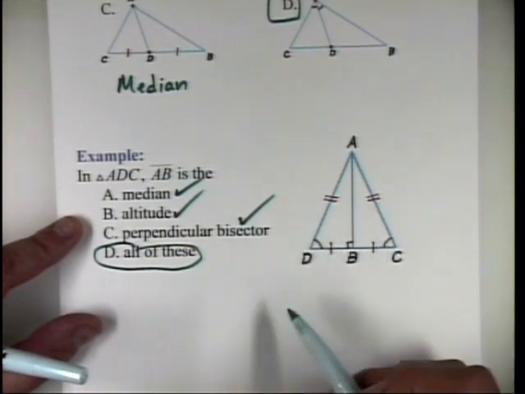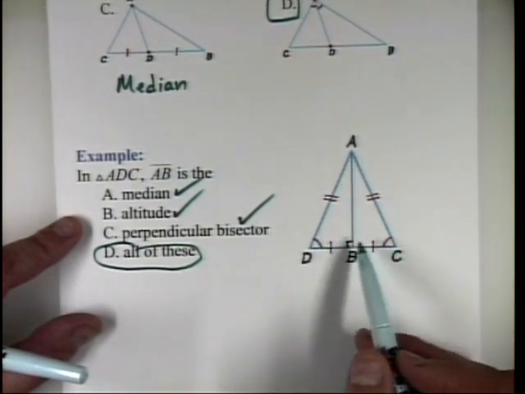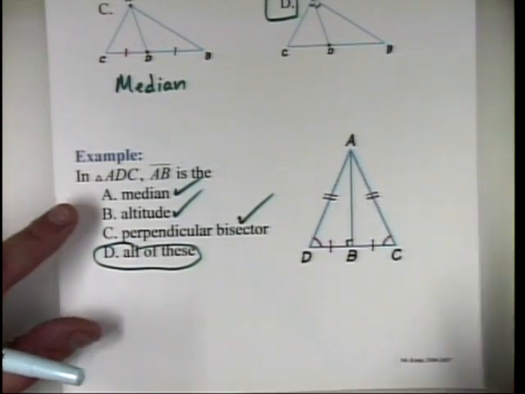This is actually our isosceles triangle. We have the two base angles congruent, so the sides opposite are congruent.